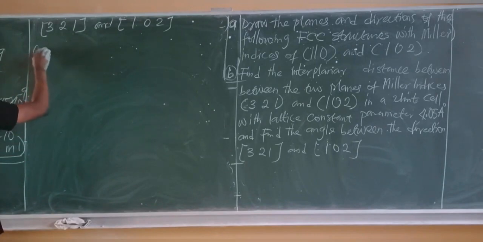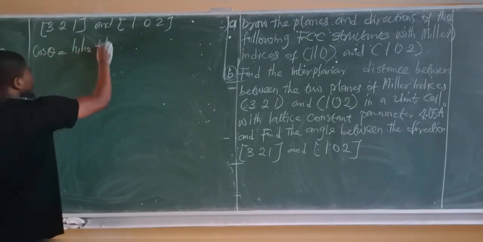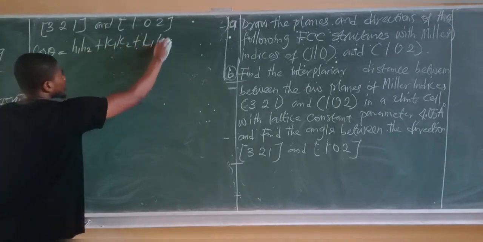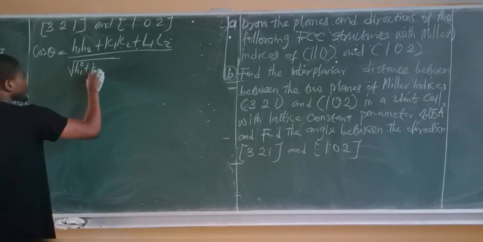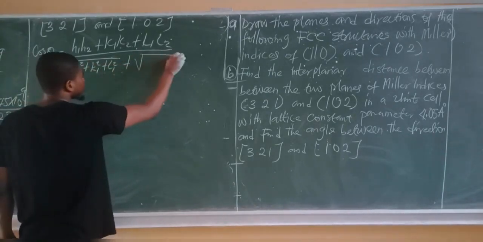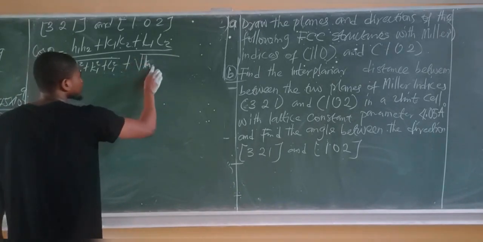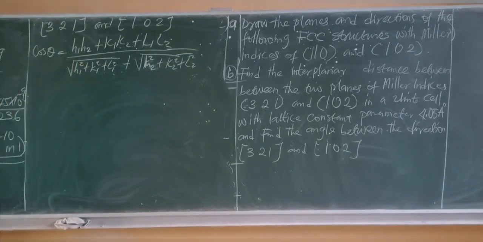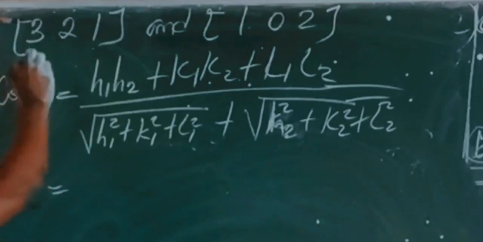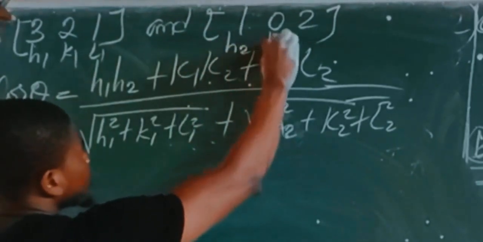So I said in the previous video that cos theta, the angle between two directions, is simply h1 h2 plus k1 k2 plus l1 l2 all over the square root of the sum of the squares of the first plane, h1 squared plus k1 squared plus l1 squared, times the square root of the sum of the squares of the second plane, h2 squared plus k2 squared plus l2 squared. So you simply have this. Therefore, h1 stands for the value of h in the first plane. So this is h1, this is k1, and this is l1, whereas this is h2, this is k2, this is l2.